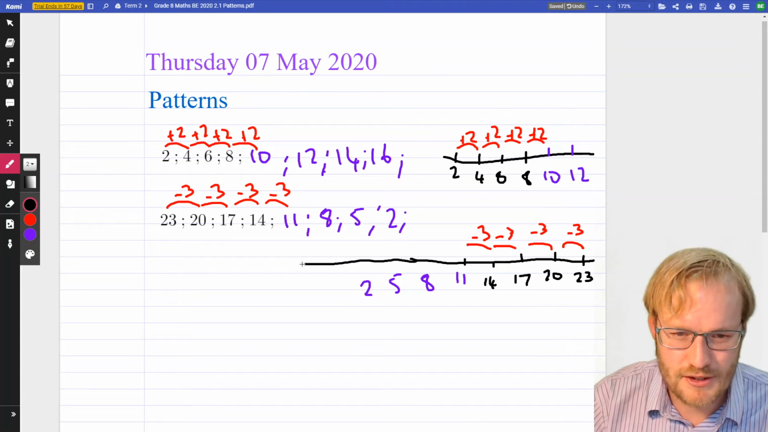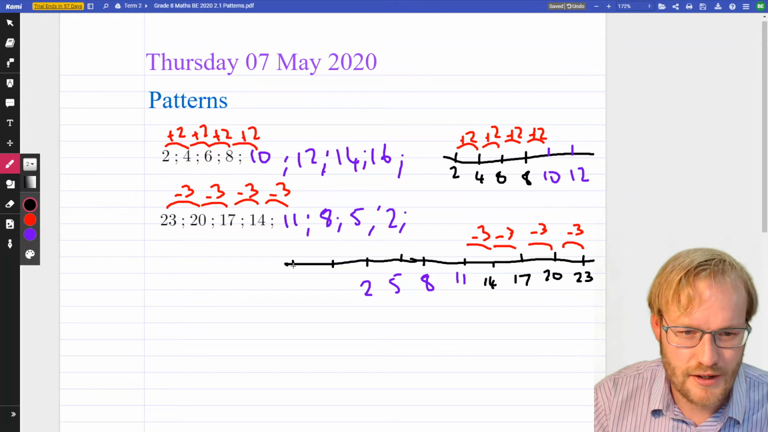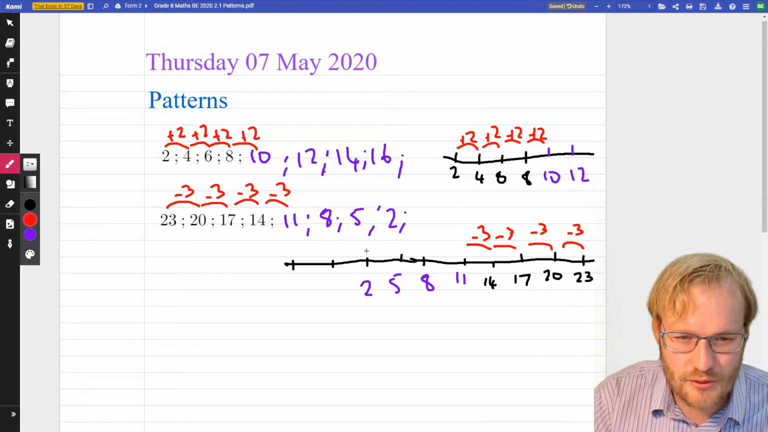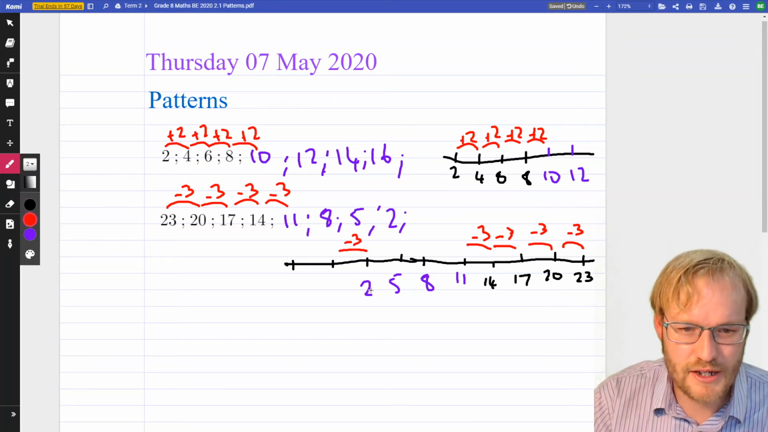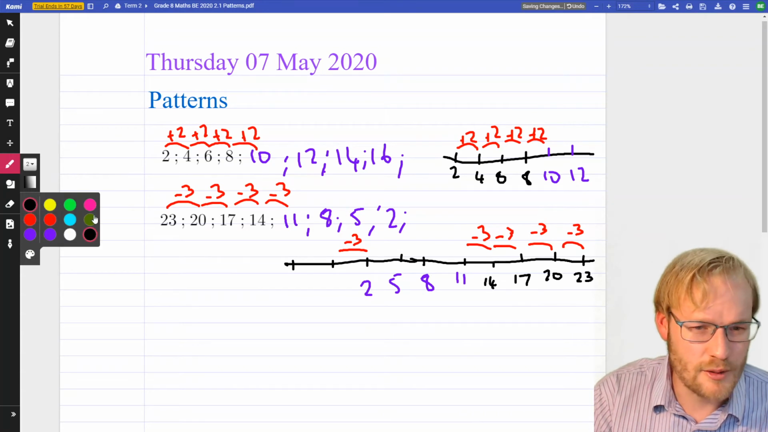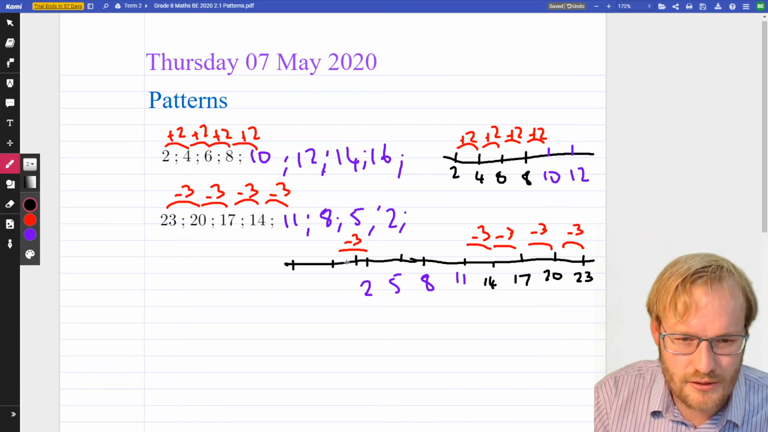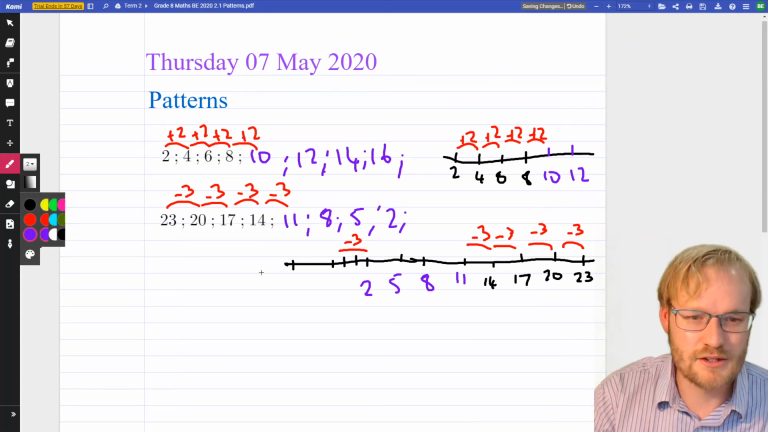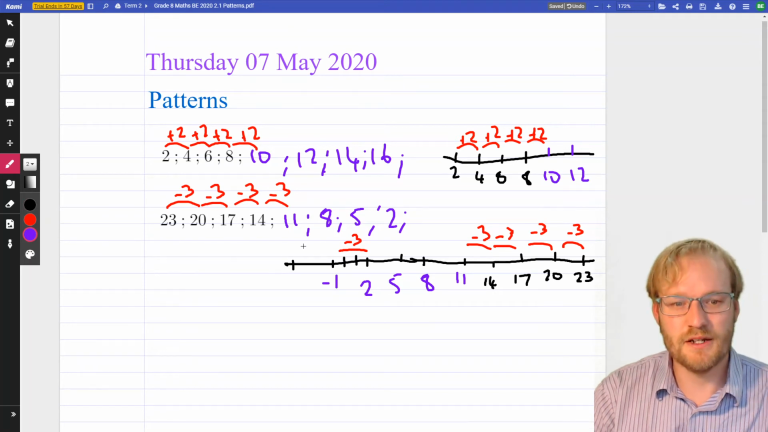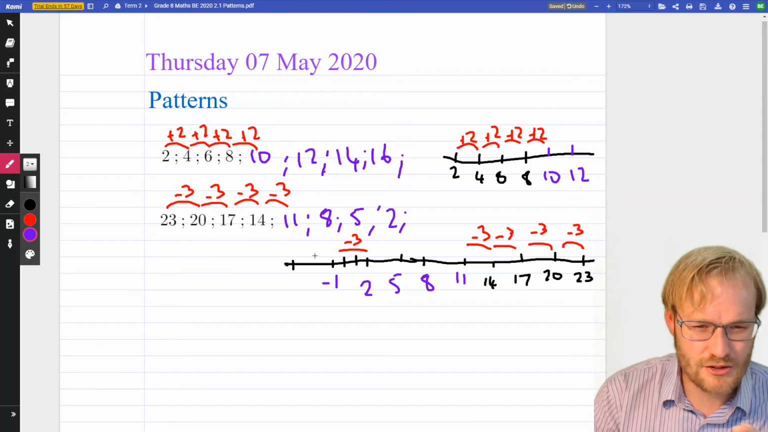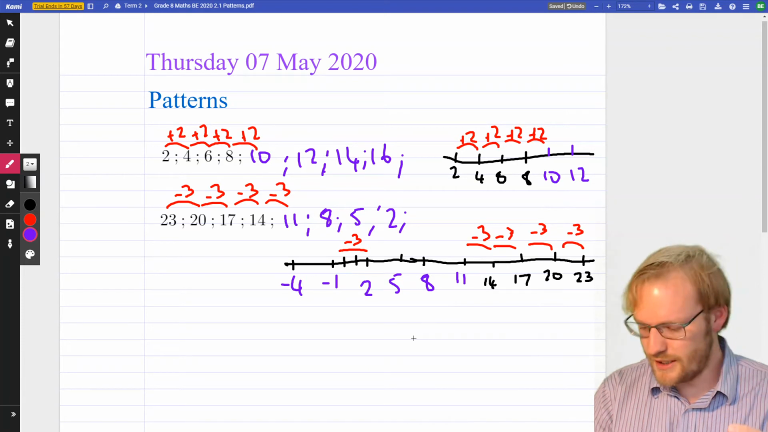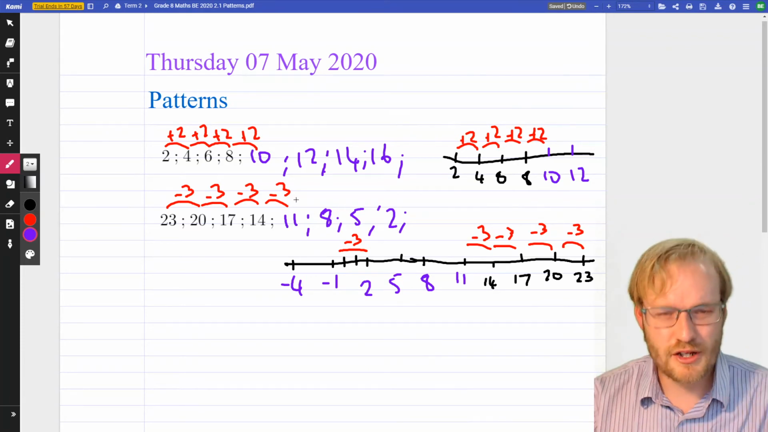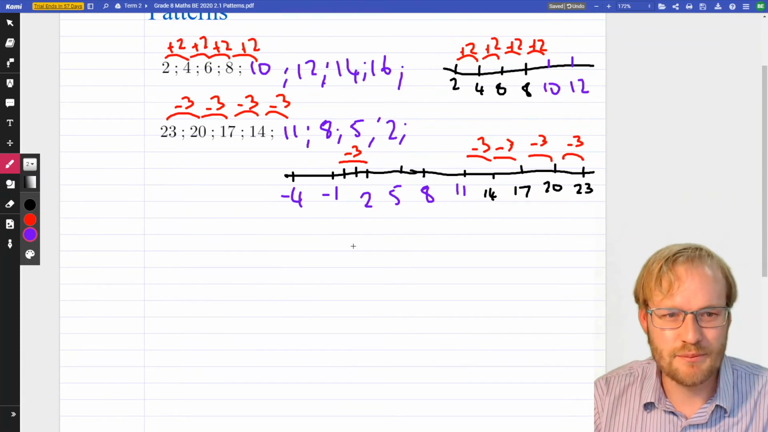And let's continue our number line here. So it's there, there, there. And what happens if we keep going down by 3? Well, 2 minus 3, we must have gone past 1, past 0, and hit minus 1. And so it would go. Another minus 3 would get us to negative 4. Okay, cool. So we should have a good handle on what's happening with patterns.